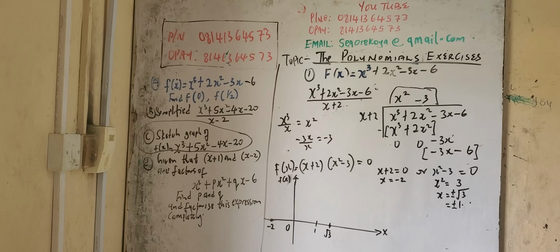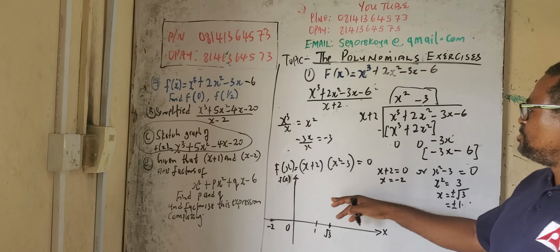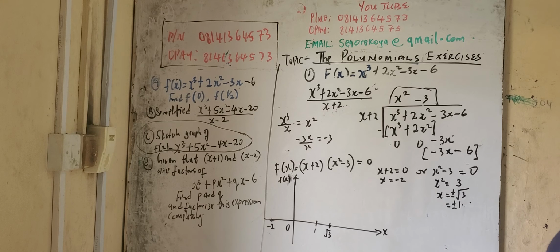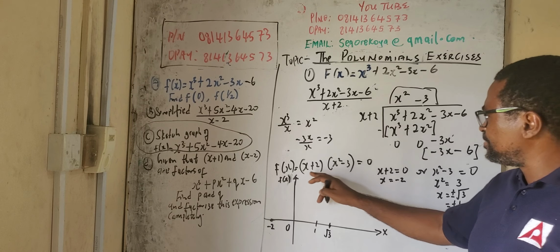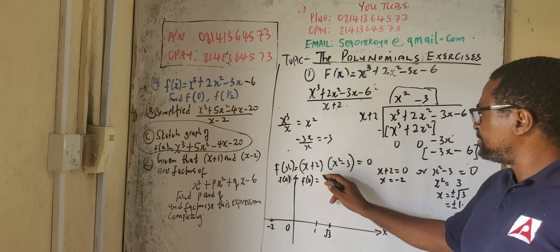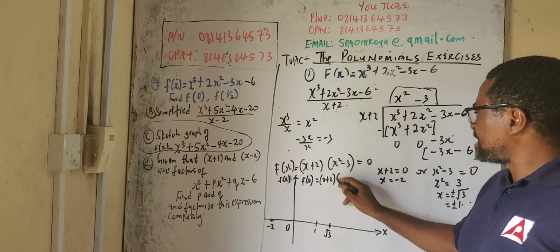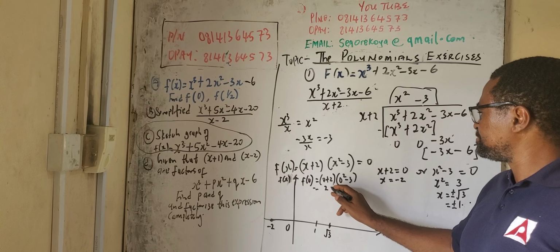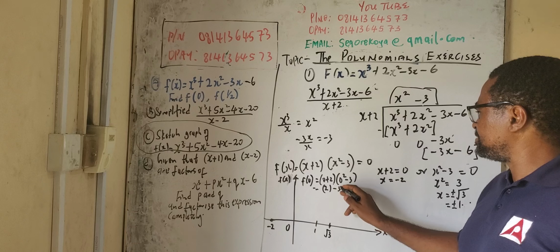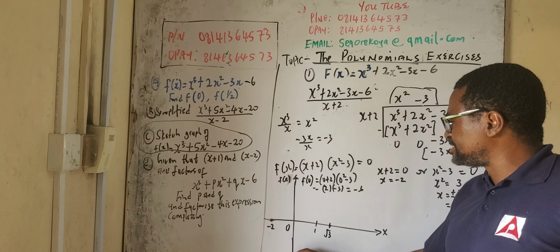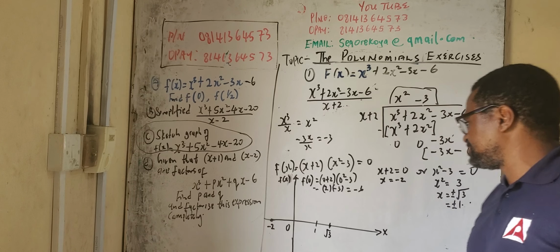So if I want to sketch the graph now, I want to look at the value of my f of x when x is 0. When x is 0, put 0 there. We have 0 plus 2 times 0 squared minus 3. So 2 times minus 3 is minus 6. That means when x is 0, my y is minus 6.